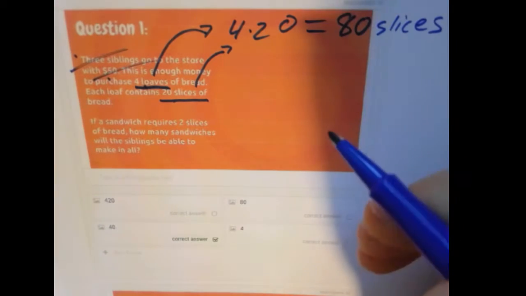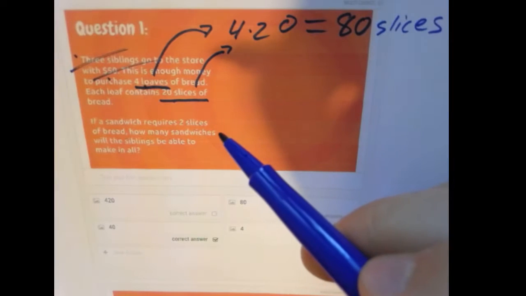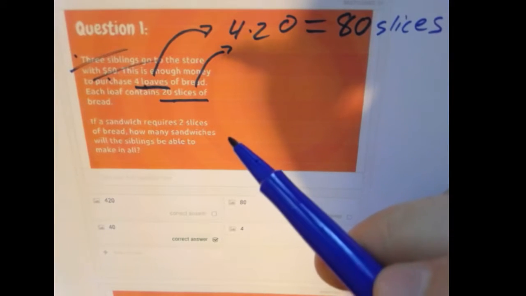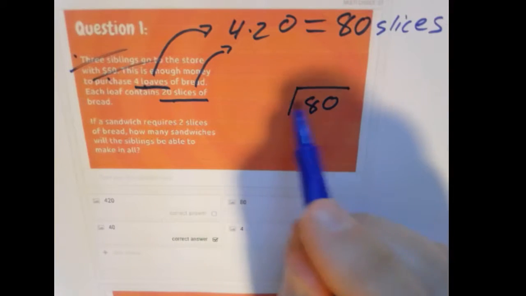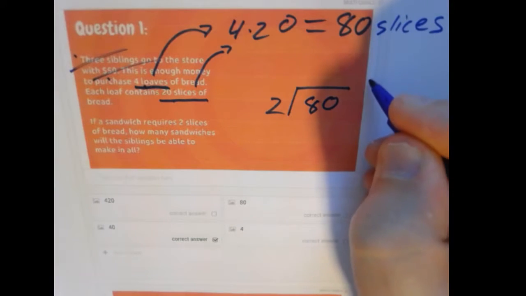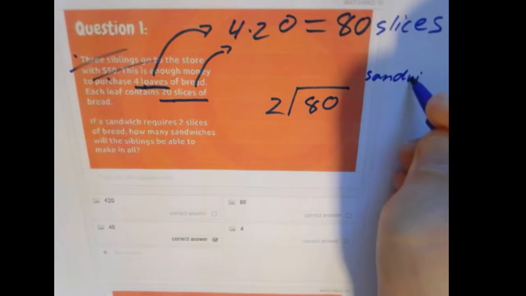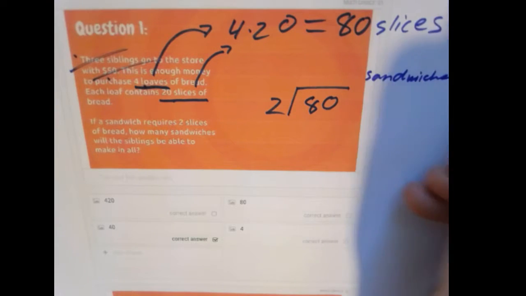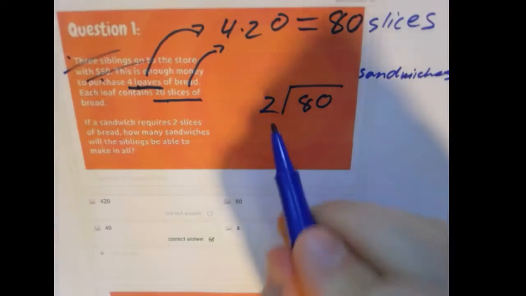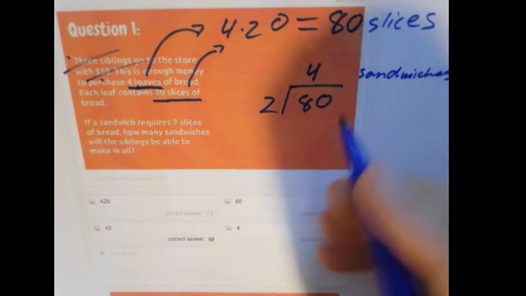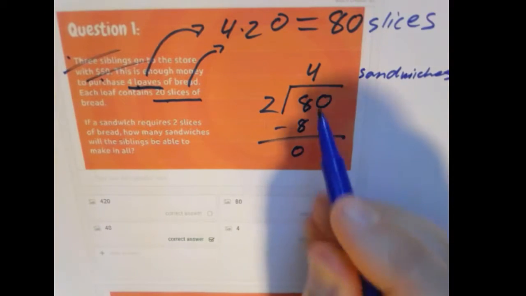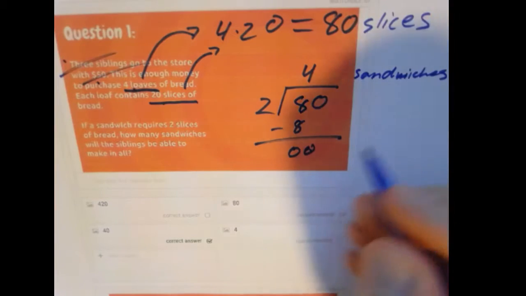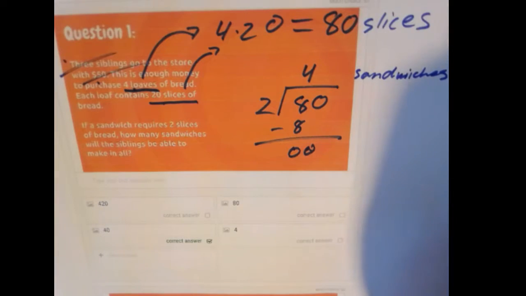Okay, so then we ask ourselves, well, if a sandwich takes 2 slices of bread, then if we have 80 slices and we divide by 2, it's going to tell us how many sandwiches we can make. Okay. So does 2 fit into 8? It does. 4 times 2 is 8. Find the difference. 0 and 0.